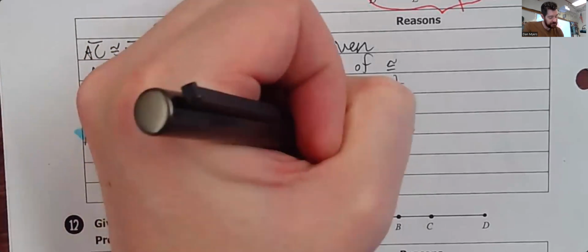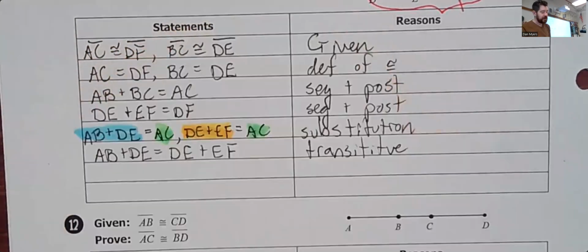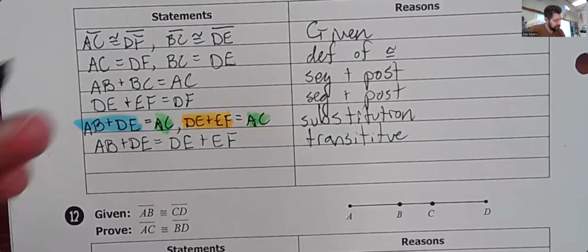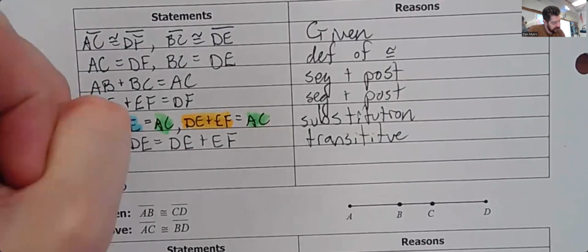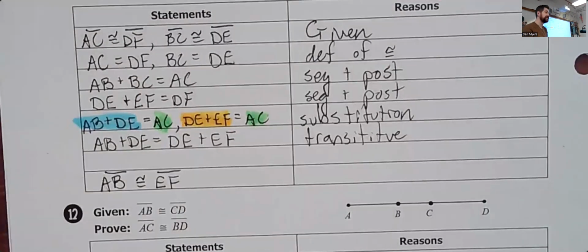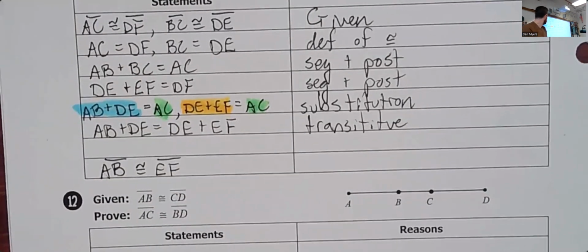The next one is actually not transitive. This one is, we're trying to show, what are we trying to prove, by the way? What's it tell us to prove? So I'm going to write that. Segment AB is congruent to segment EF, because that's what we're trying to prove. We don't know the reason for it yet, but we know we're ending there.